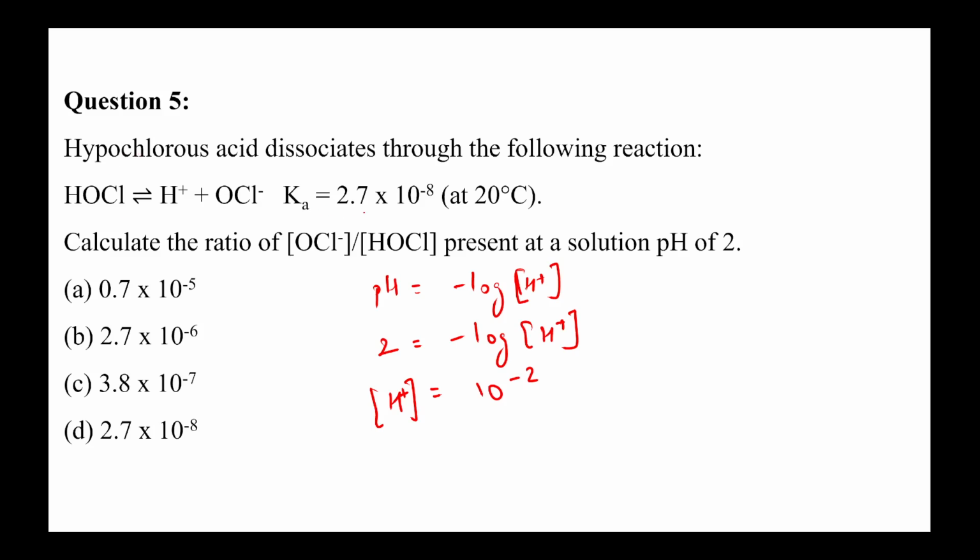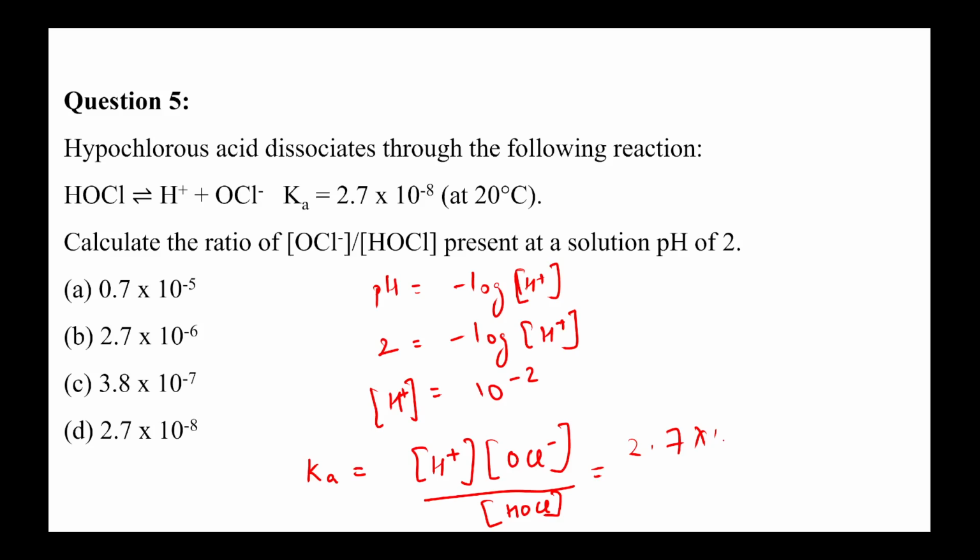Now what is given? We have the dissociation constant. Now how do we write the dissociation constant for any reaction? The concentrations of the products divided by the concentration of the reactant. So dissociation constant for this reaction will be concentration of H plus multiplied by concentration of OCl minus divided by the concentration of HOCl, hypochlorous acid. Okay, and this is already given as 2.7 into 10 raised to the power of minus 8.